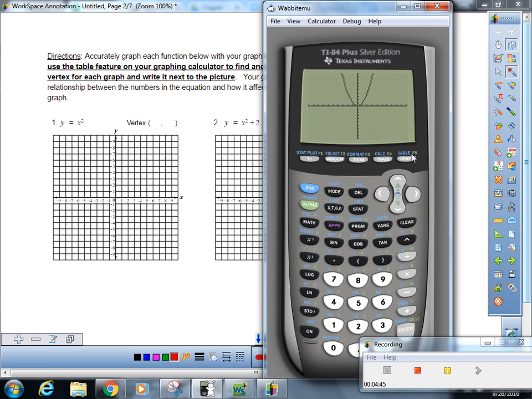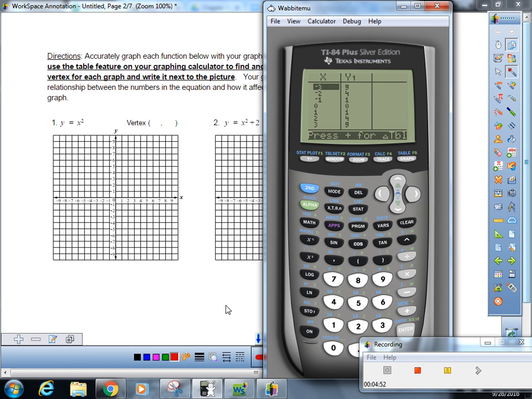I want you to go to the table. To do that, hit second table. You see that? Now scroll up a little bit. If you scroll up a little bit, now you can see these points. The point -3, 9 is on your graph. Put it on there. The point -2, 4 is on your graph. Put it on there. -1, 1, 0, 0, 1, 1, 2, 4, 3, 9.